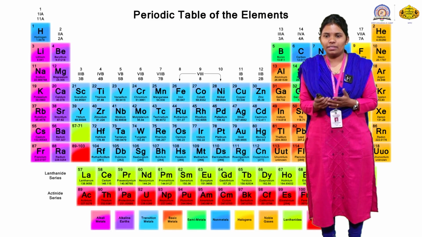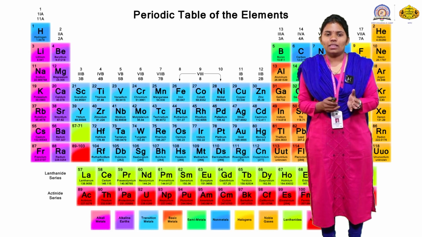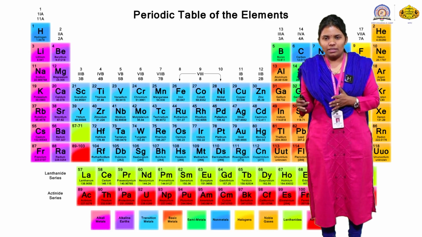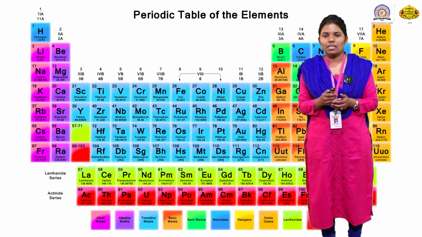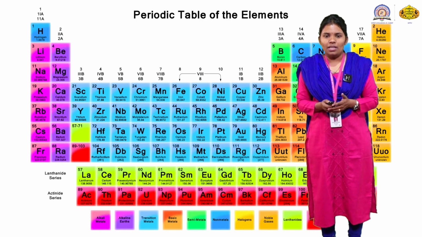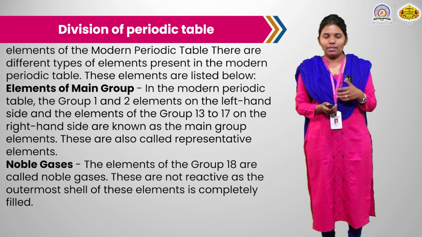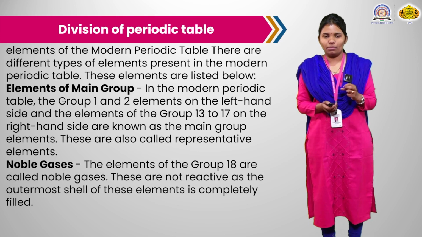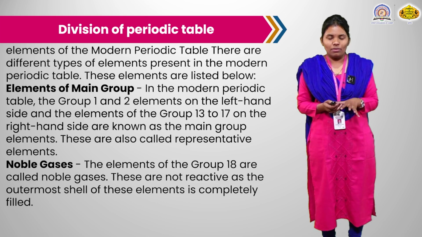This is the periodic table. In that we have seen how the atomic radius varies: from left to right the atomic radius increases and the electronegativity increases. These are some trends that we have seen in the last lecture. Today we are going to see the division of the periodic table, how the periodic table gets divided and what their general names are.